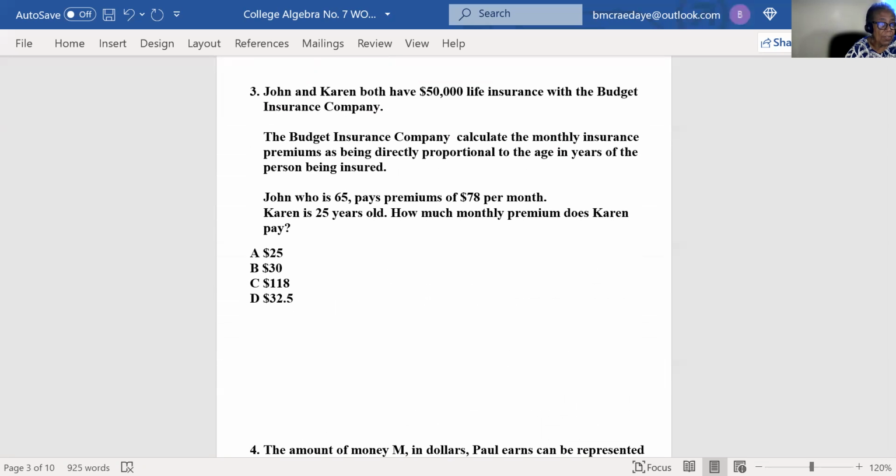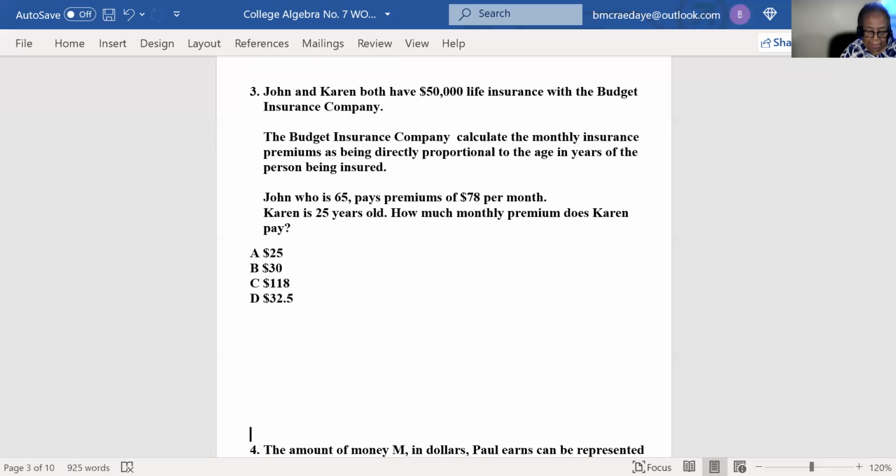Now, we know if it's directly proportional, Karen will be paying less than John. So you can eliminate answers that are greater than 78. So you can eliminate C. Cannot be greater. It's got to be less than. So how do we set up the ratio? Well, you can put years over years equal premium payment over an unknown, or you could put the year over what is paid, and that's equal to year over what Karen would pay.